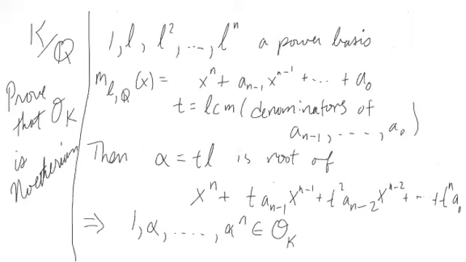Let's take a look at a proof that the ring of integers is a Noetherian ring, that it's Noetherian. We're assuming it's a ring, but we're going to prove that it is Noetherian for a number field, a finite extension of Q. We know by the primitive element theorem that we have a primitive element, and then with that primitive element, we can form a power basis for K as a vector space over Q.